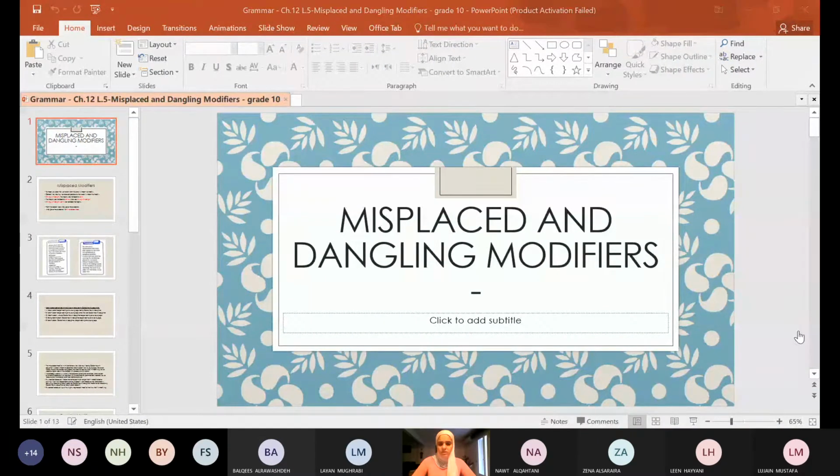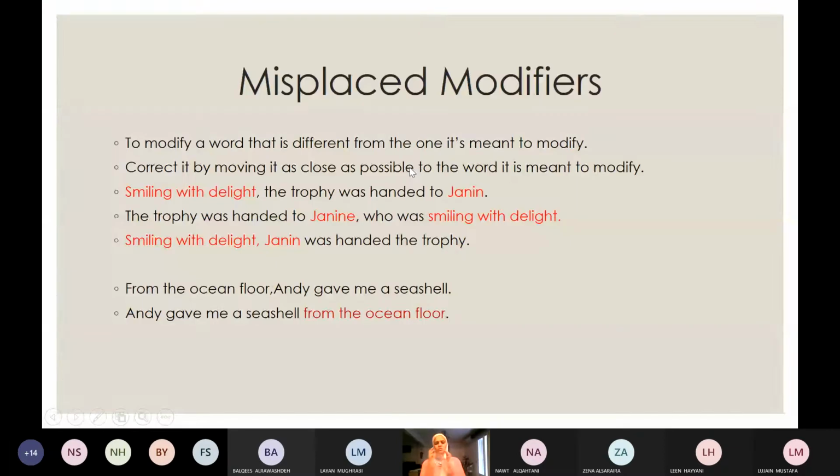Misplaced modifier, as we said previous time. So what is a modifier? A modifier is to modify a word. Okay? A misplaced modifier is to modify a word that is different from the one it is meant to modify. I have a modifier and a word to be modified. But when I read, I think that it modifies another word.